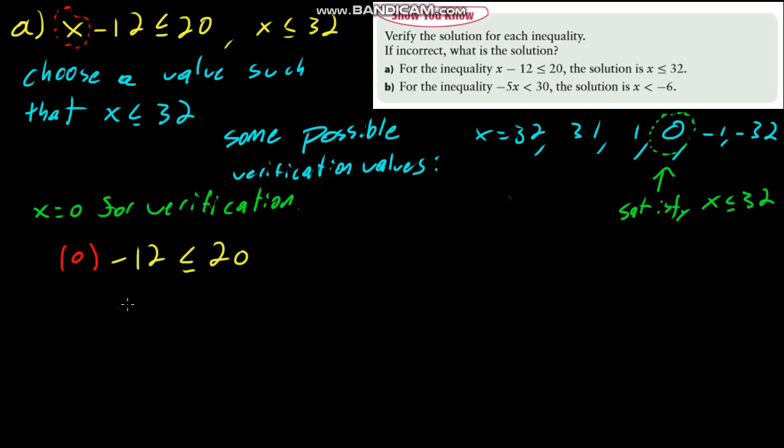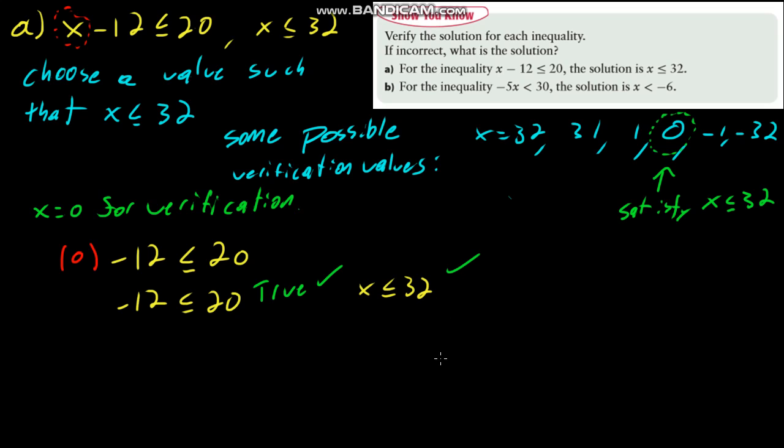So 0 minus 12 is going to be -12, less than or equal to 20. Is this true? Yeah, it is. This is true, right? -12 is indeed less than or equal to 20. So we know that our answer of x is less than or equal to 32 is, for our verification process here, in fact true.